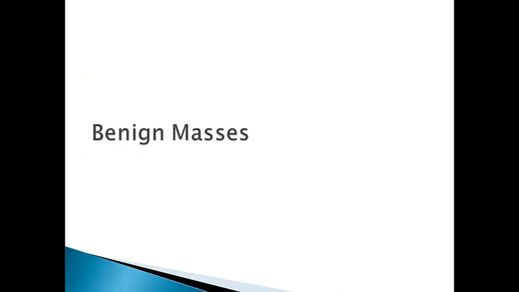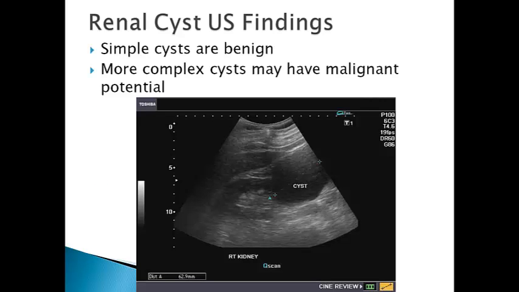So first, looking at benign masses, one of the most common is a renal cyst. So simple cysts are benign. A simple cyst is defined as being fluid-filled, thin walls, no septae. So these have a very, very low malignant potential, if you remember. And they're relatively common. It's one of the most common incidental findings on a kidney, either with an ultrasound or a CT or any imaging. It's important to note that more complex cysts, there's an entire grading system outside the scope of this presentation, may have malignant potential.